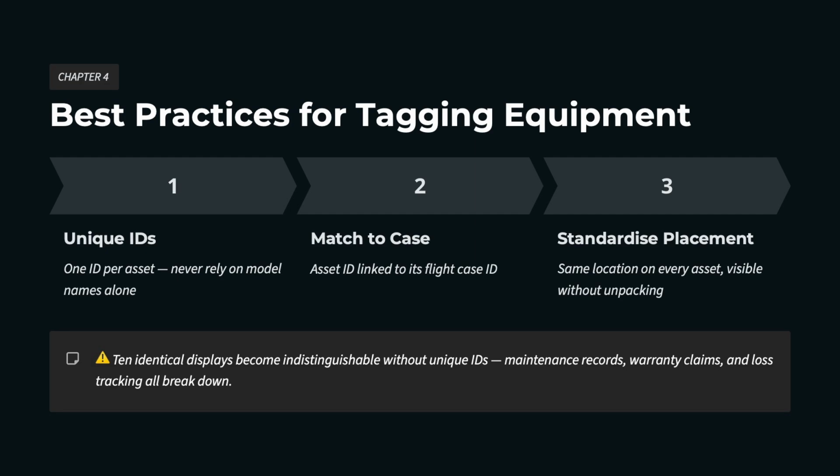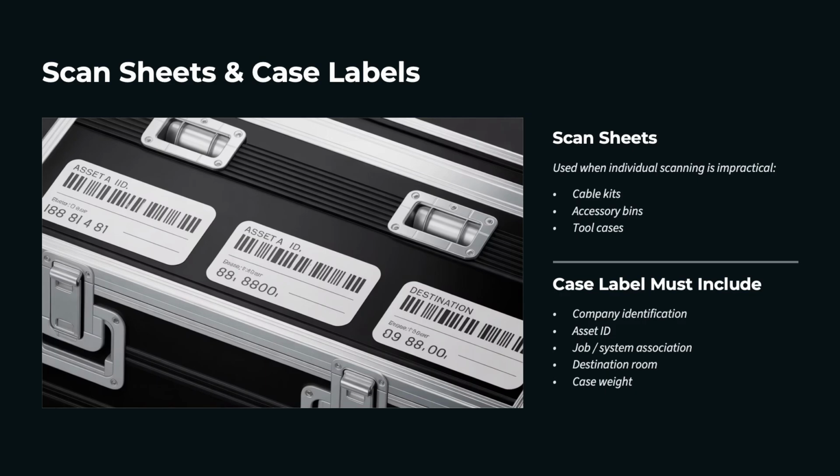And if scanning individual items is inefficient, use scan sheets. This is often the case for cable kits, accessory bins, and tool cases. Always make sure that the case label information carries the following: the company ID, the asset ID, the job or system association, the destination room, and ideally case weight.